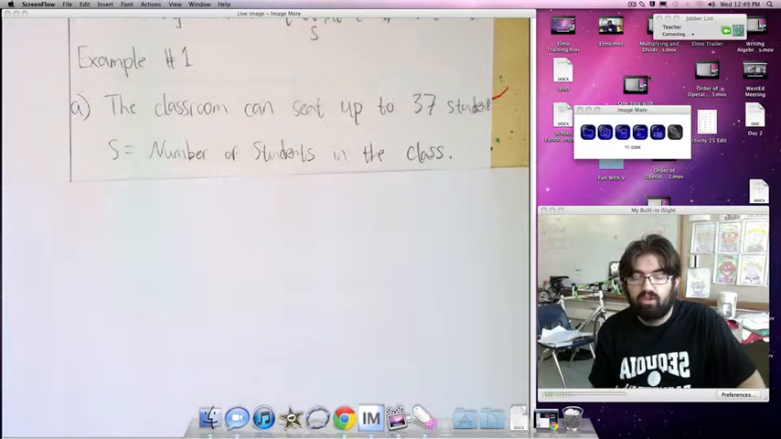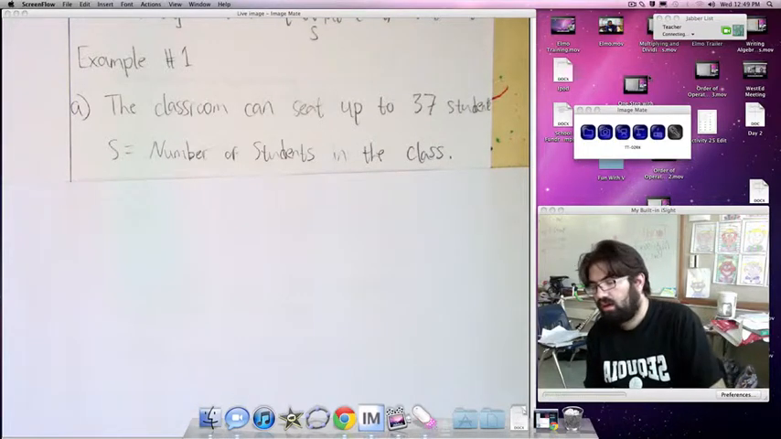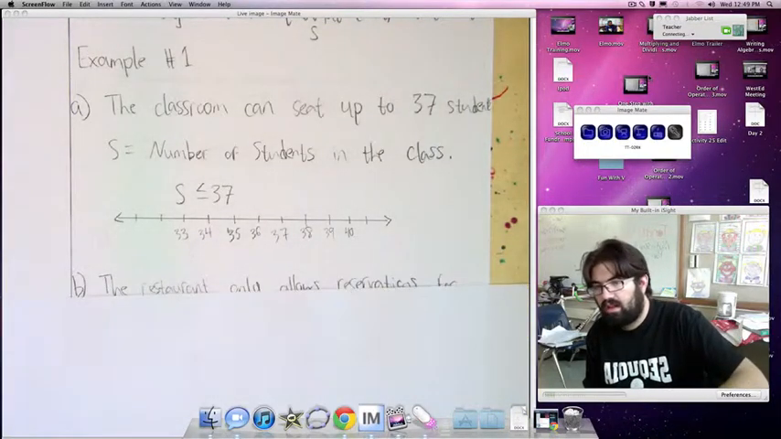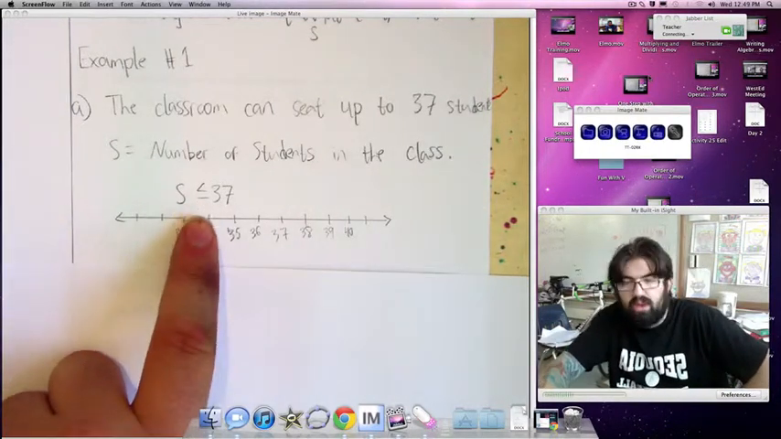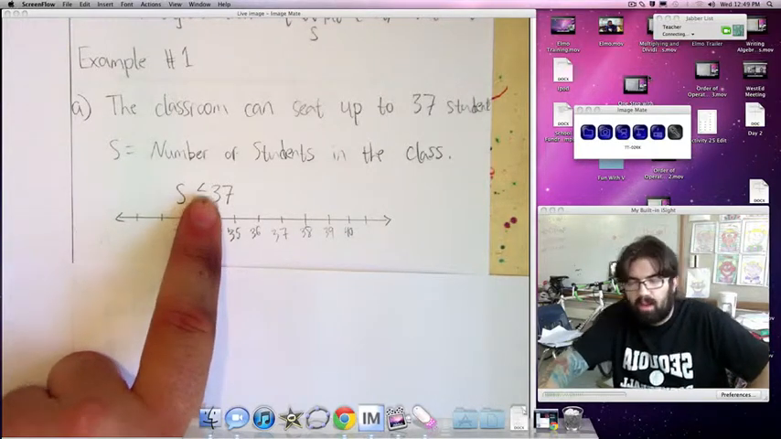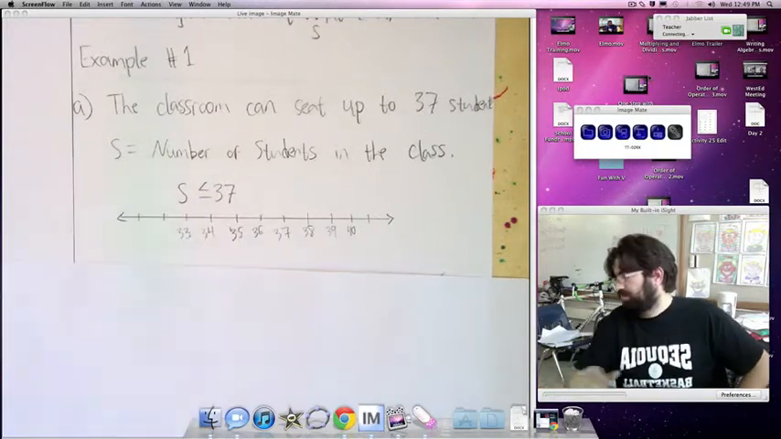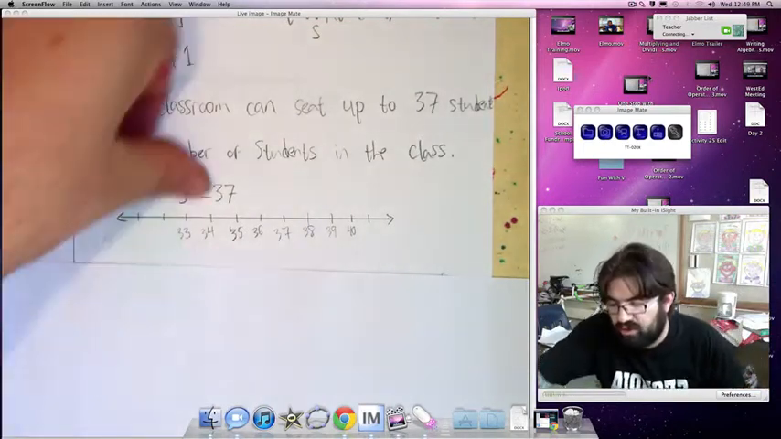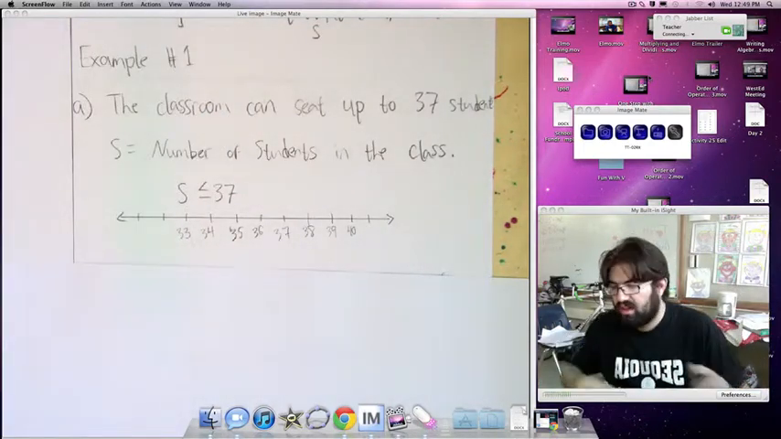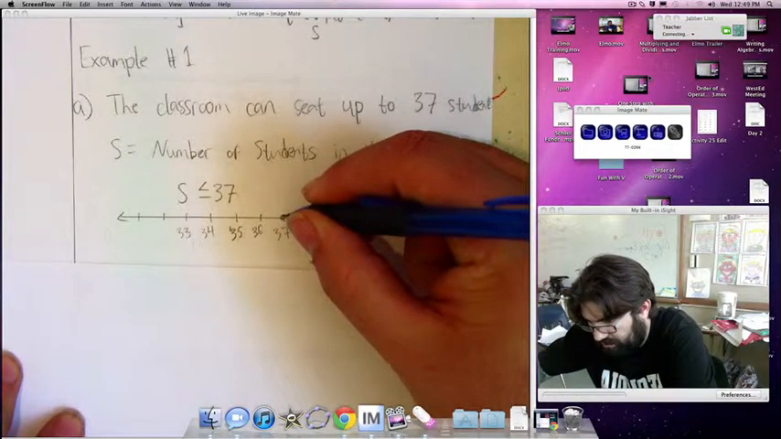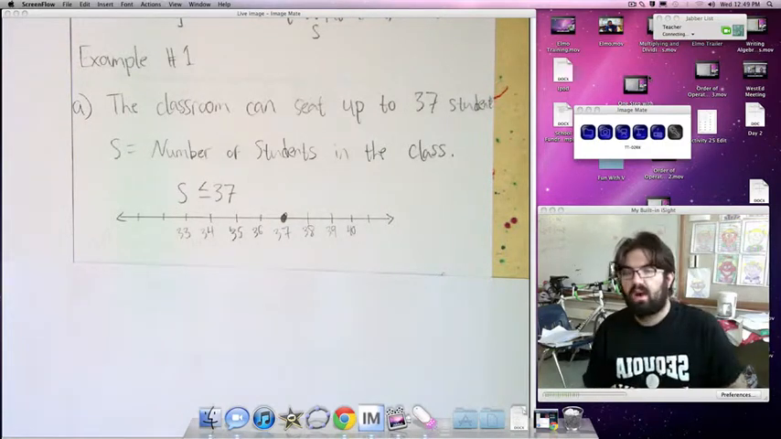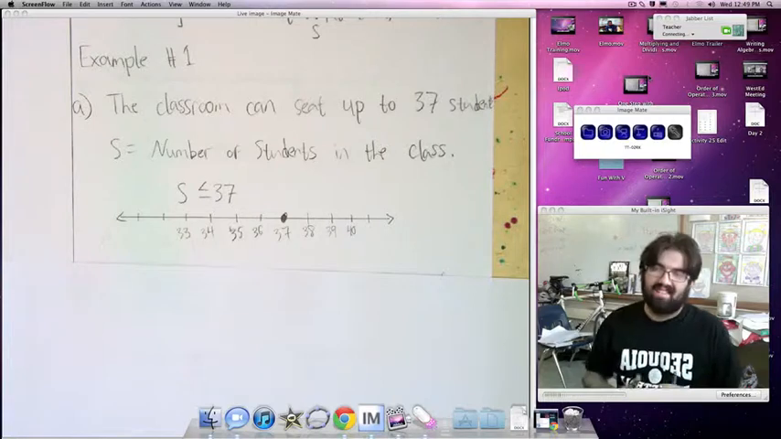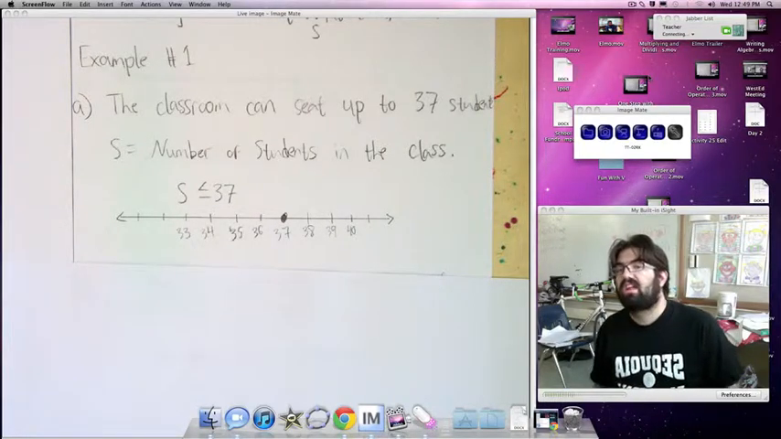If you're trying to solve for tacos, use T. If you're trying to solve for pencils, use the letter P. Alright. And then the inequality symbol I would use as well, S is less than or equal to, because it could be equal to, but it's probably less than 37. So here's some things to think about. If it was just equal to, S is equal to 37, I would put a solid dot. That means equal to. But it's less than or equal to, so it could be less than also.